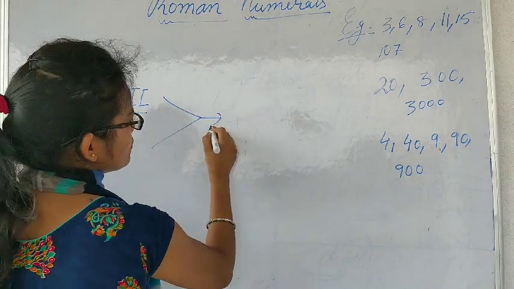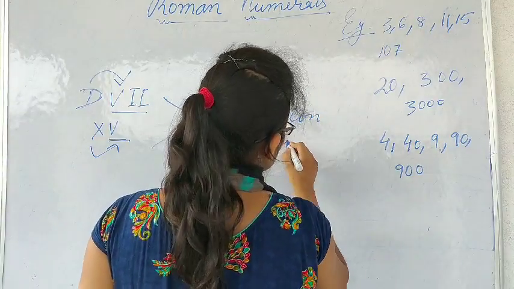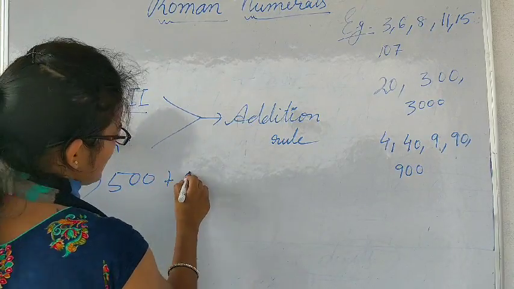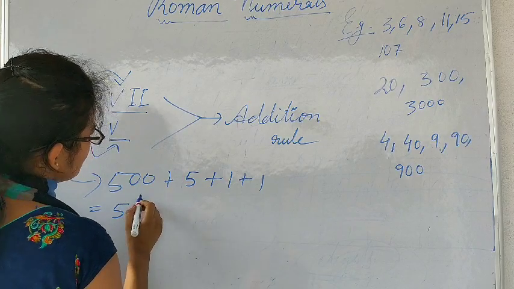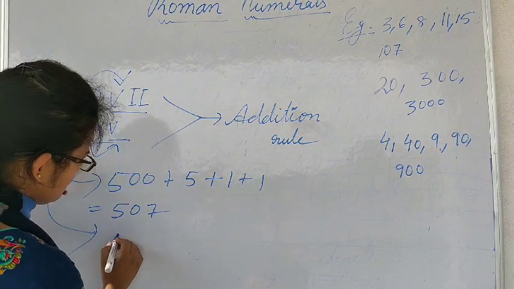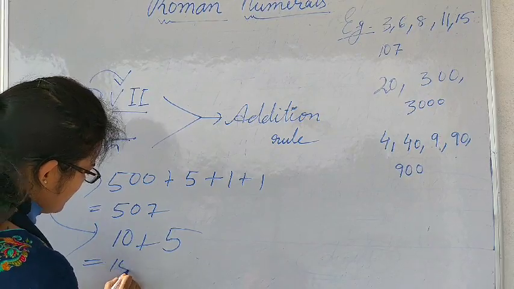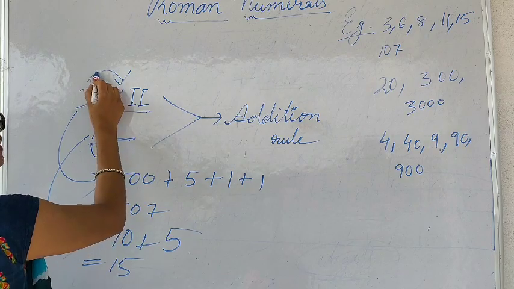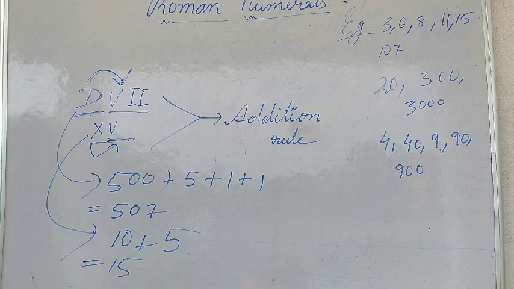So in both we use the addition rule. Here we add 500 plus 5 plus 1 plus 1, so the number is 507. Next is XV: X signifies 10 plus V signifies 5, so the number is 15. So whenever we find the smaller number at the right side of the greater number, we'll use the addition rule.